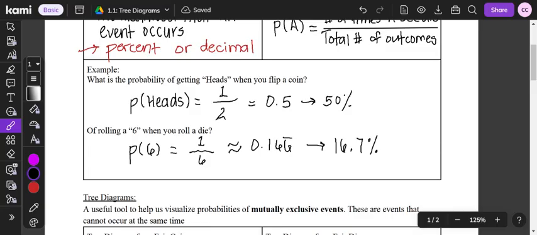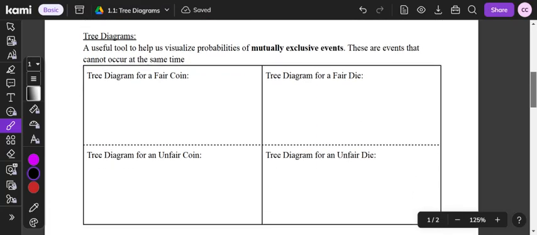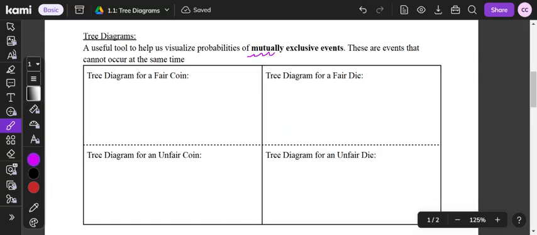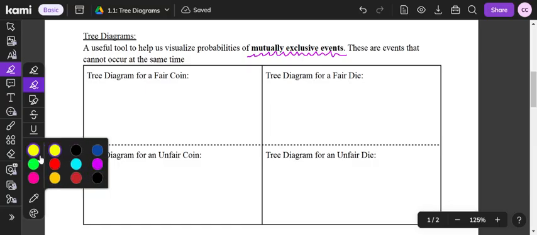Okay, so that's a little quick review on probability. Let's talk about what are tree diagrams. So if we go down here to the bottom of the front page of our notes, I have a definition for you. It says tree diagrams are a useful tool to help us visualize probabilities of mutually exclusive events. And I bet that this term right here is probably a new one for most of you. So right after that, that next sentence, that is the definition of mutually exclusive events.